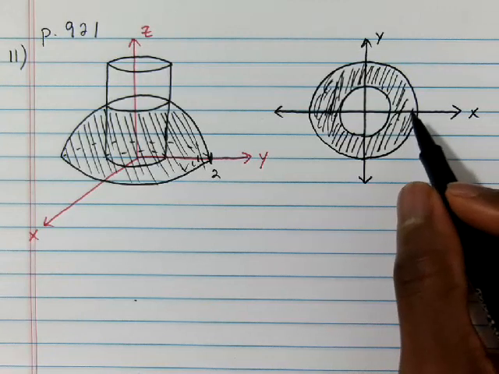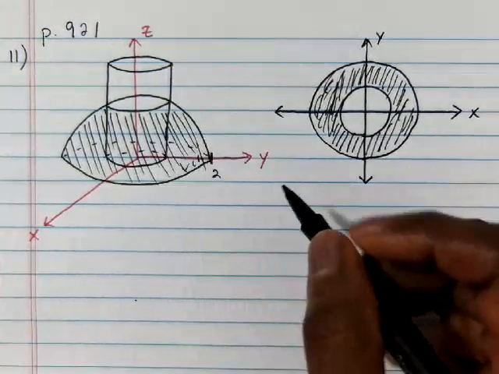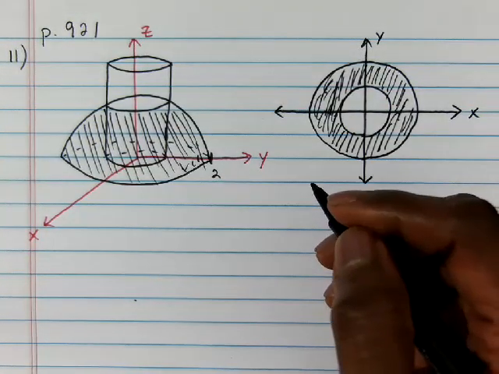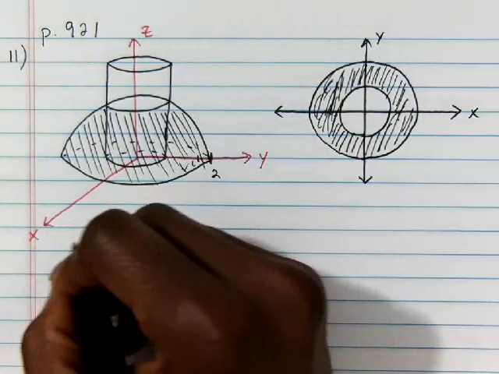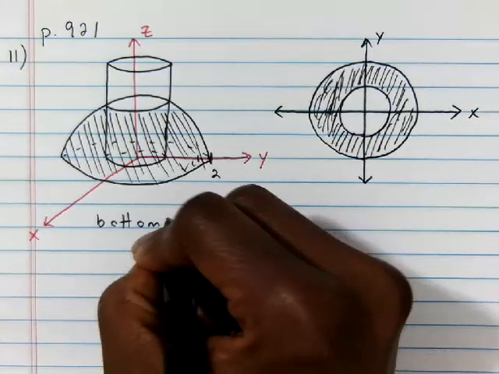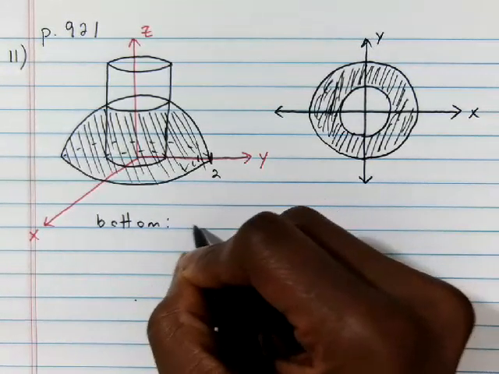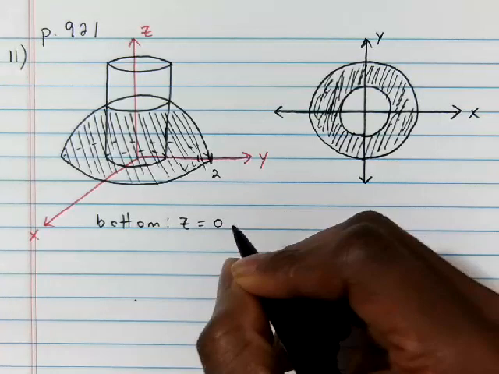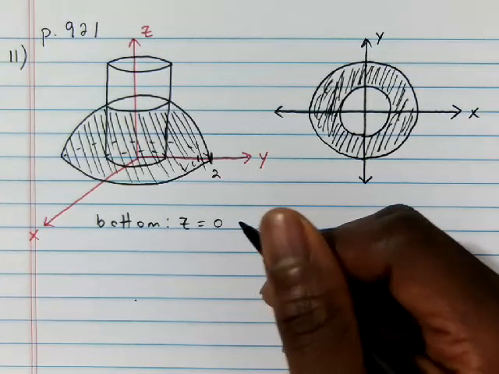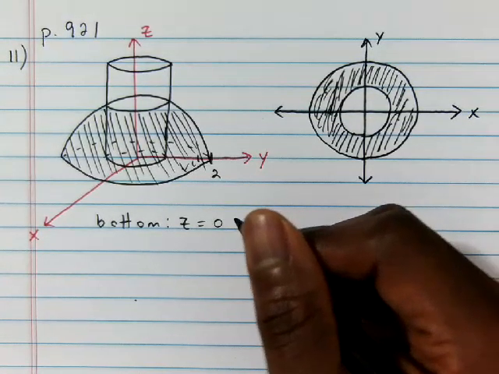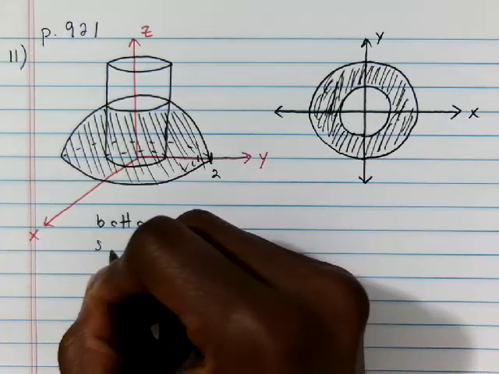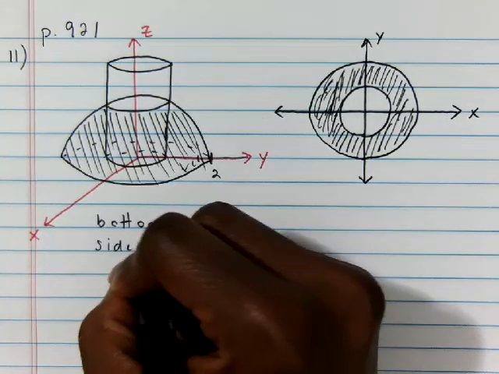But let's look at this as though we didn't know what that looked like. So we were given our sides and we were given our bottom. Our bottom we knew was z equals 0. Our top, they didn't specify what the top was, but they just said inside of the sphere and outside of the cylinder. So we'll just look at our sides, and that will give us our top.